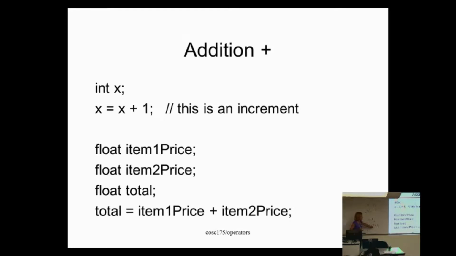So what I do here is I take the x, which is 5, add 1 to it, and put it back into x, so it becomes 6. This operation is necessary to bump, to increment. Okay?